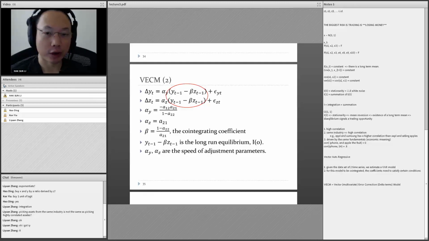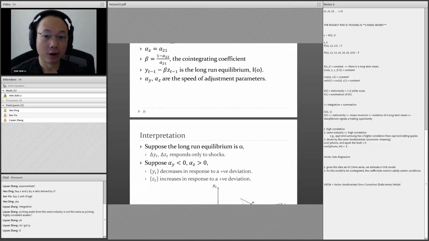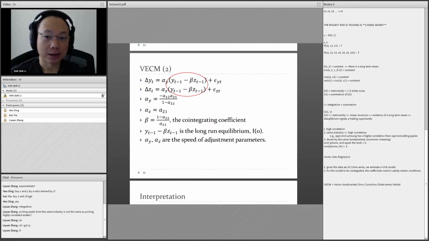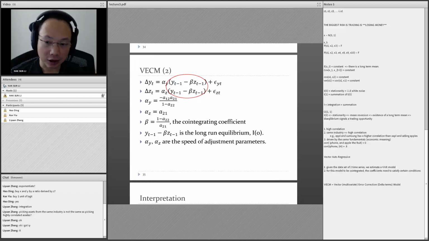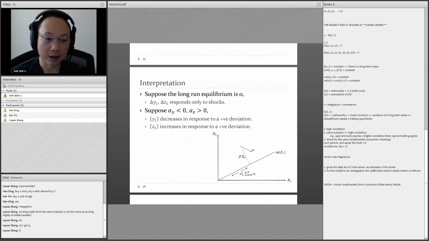There's more to this equation that you can try to interpret. For example, y minus beta z is the long-term trend, but what's the alpha term? The alpha term is like gravity. Okay, so this line here is the long-term trend. This is y minus beta z, the long-term trend.